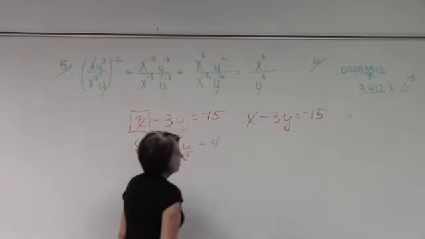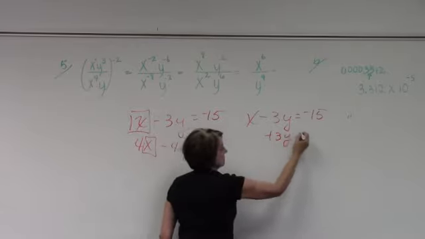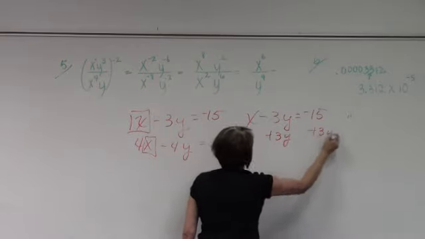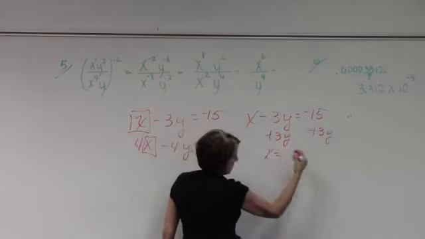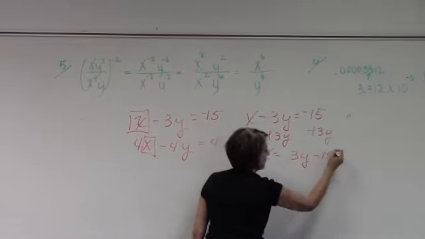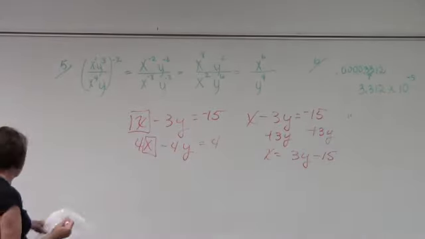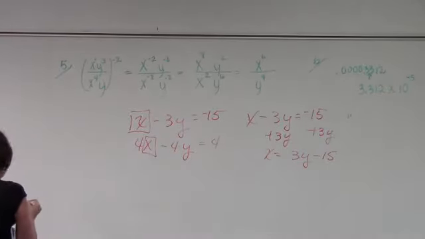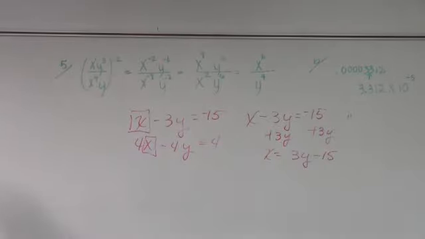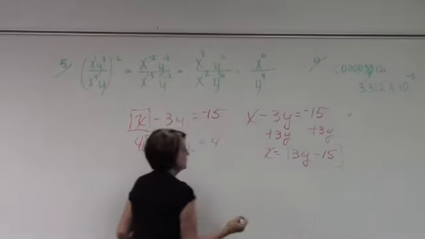It's the only thing I have to do to get the x by itself. Okay, 3y to each side. So x would equal, it doesn't matter about the form, but we can go ahead and say 3y minus 15, or negative 15 plus 3y. Doesn't make any difference. Okay, what does x equal? 3y minus 15.